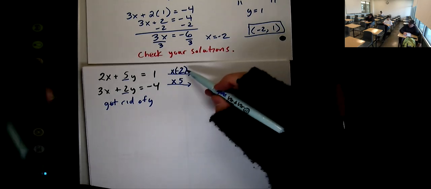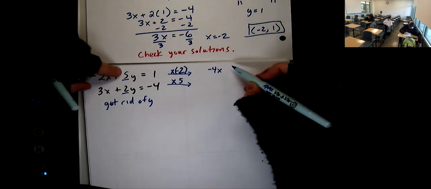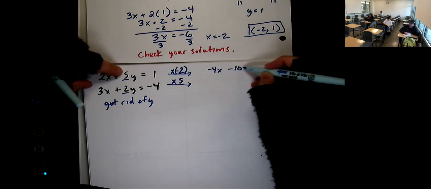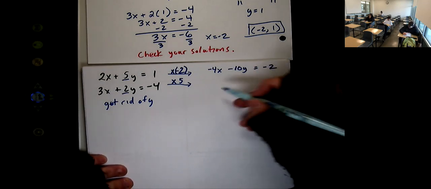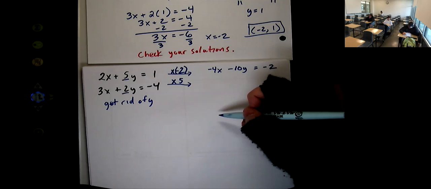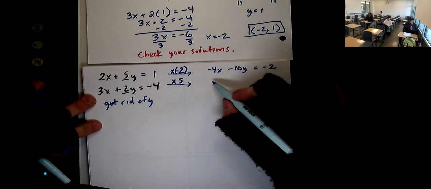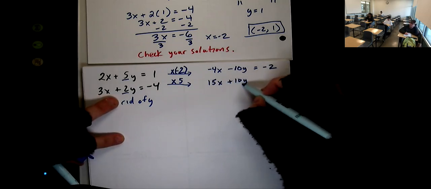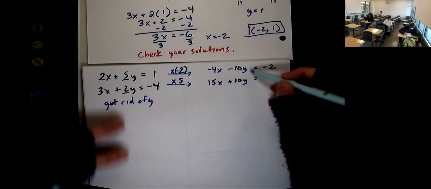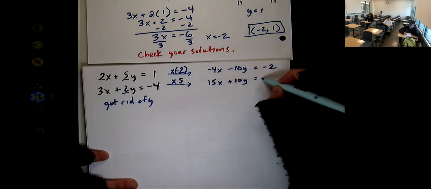If I do -2 times 2x, I get -4x. -2 times 5 is -10y. And -2 times 1 is -2. 3x times 5 is 15x. 2y times 5 is 10y. That's good. We were going to have y cancel out, and we can see that they will. And then -4 times 5 is -20.